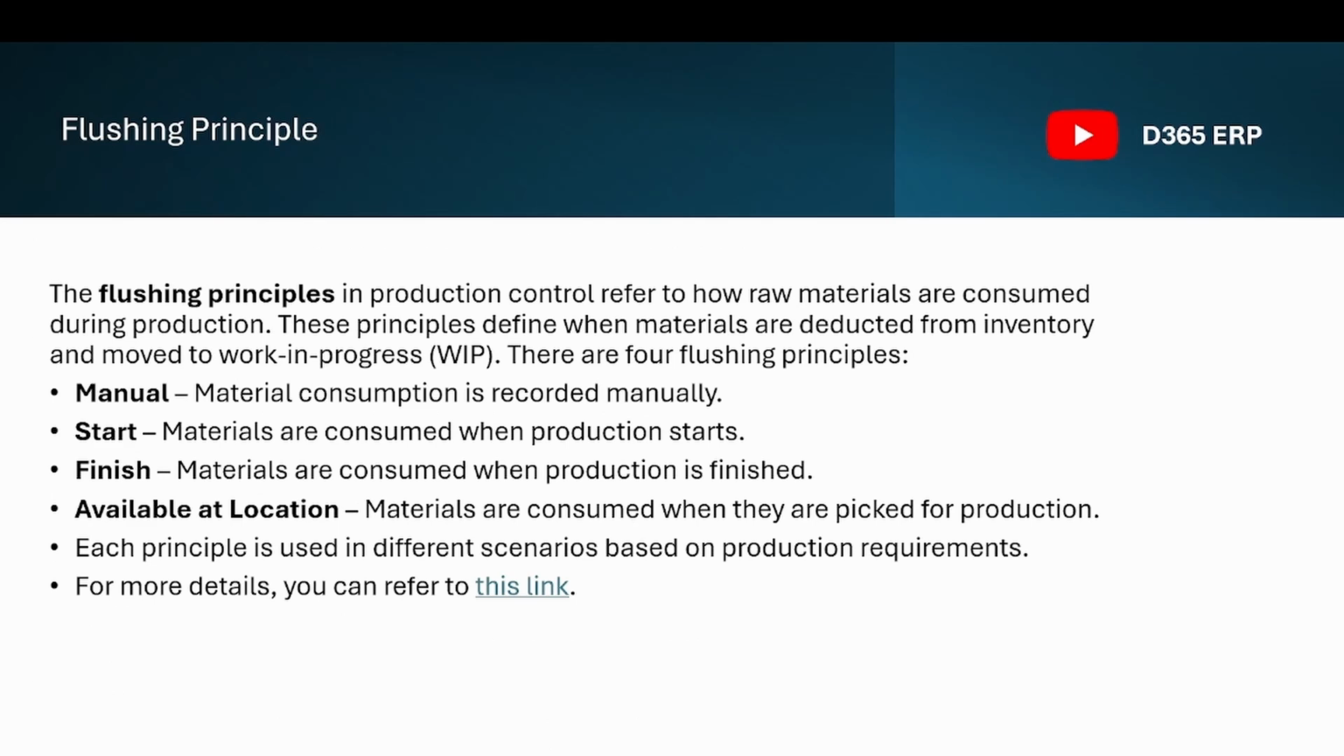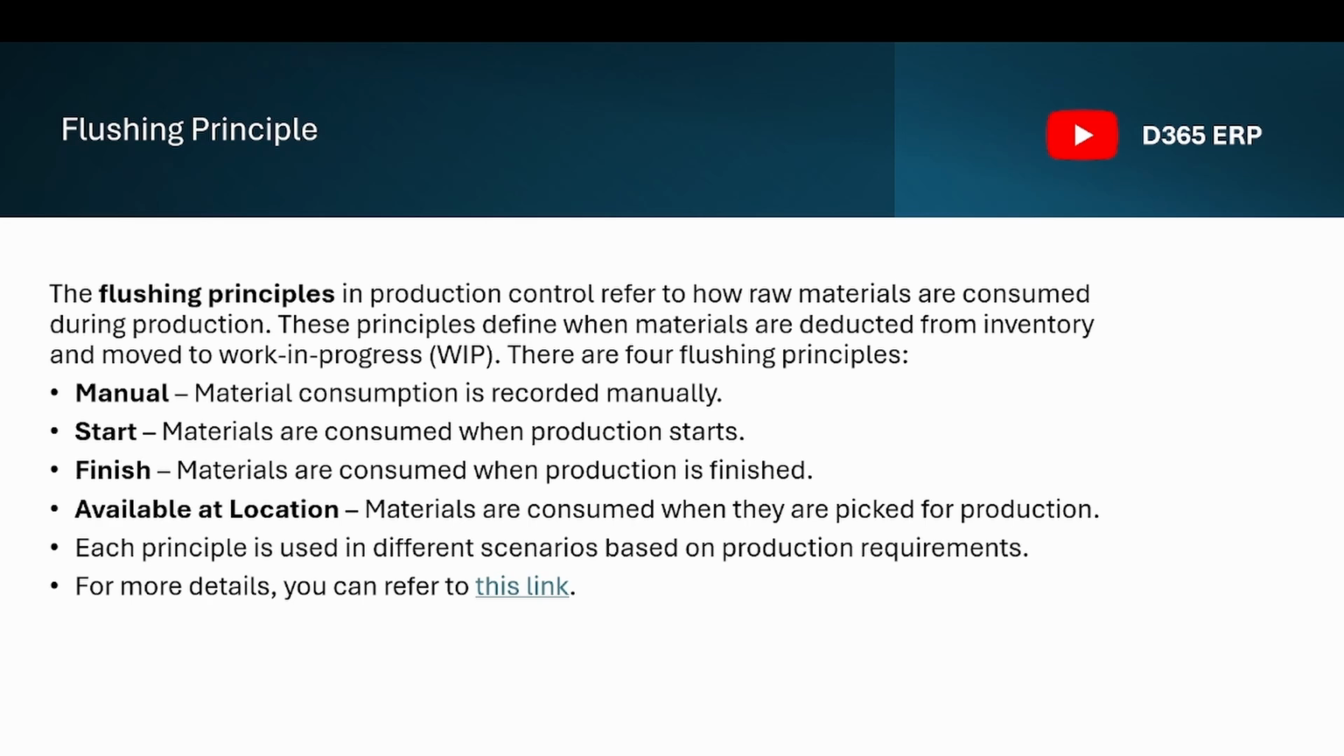The flushing principle in production control refers to how raw materials are going to be consumed during production. The flushing principle defines when materials are deducted from the inventory and moved to the WIP, work in progress. In Dynamics we have four flushing principles: manual, start, finish, and available at location.